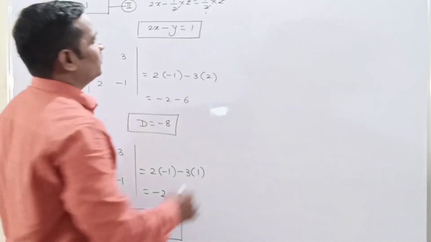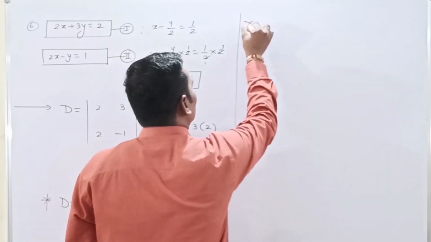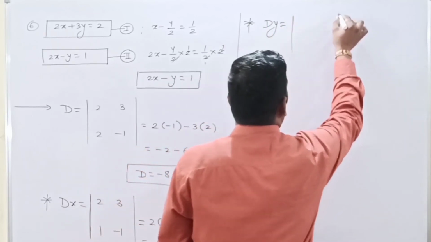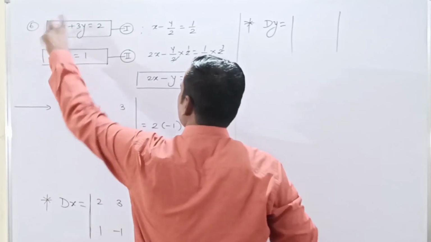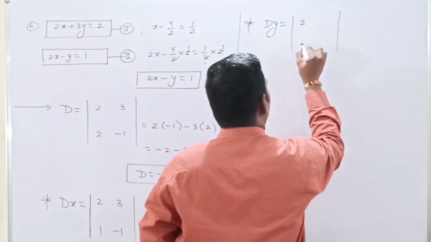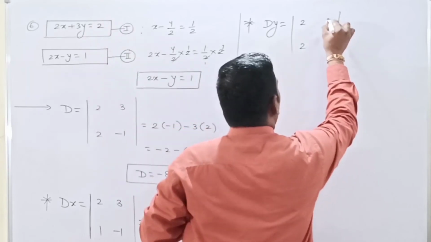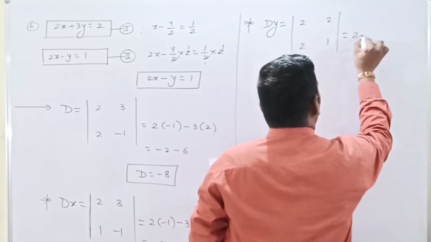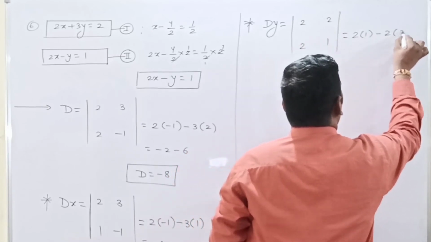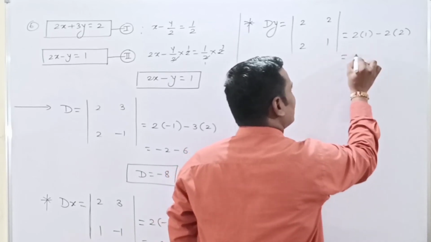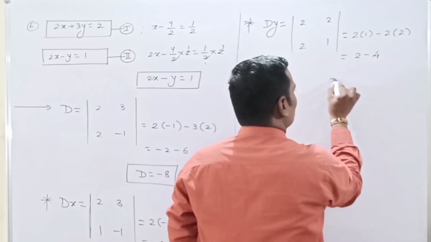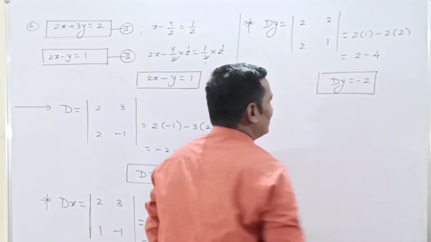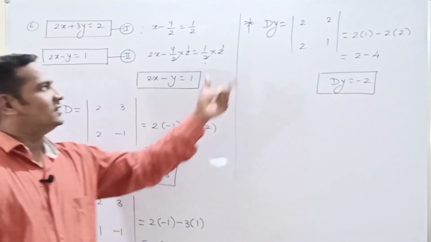Okay, let's find the value of Dy now. Dy is equal to, again we take the determinant: the coefficients of the first term, 2 and 2, and the constants, 2 and 1. By cross multiplication, 2 into 1 minus 2 into 2, so 2 ones are 2 minus 4. So Dy is equal to minus 2. In this way, easily we can find Dy.